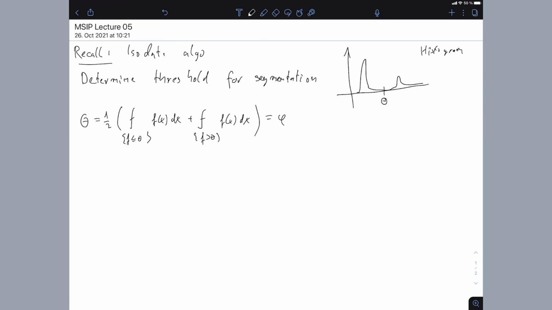The idea was a fixed point iteration. So we called this phi of theta, and just iteratively apply phi over and over again. And we were wondering whether this converges. And what we have shown is that phi is increasing.